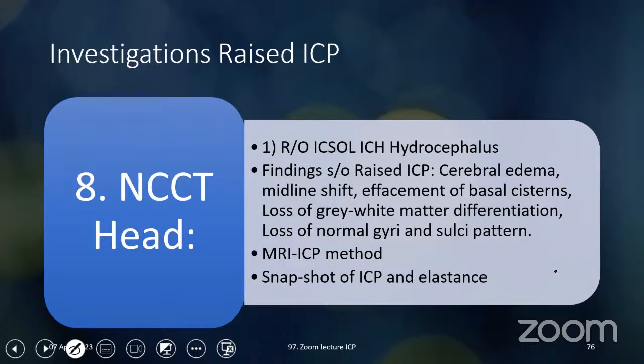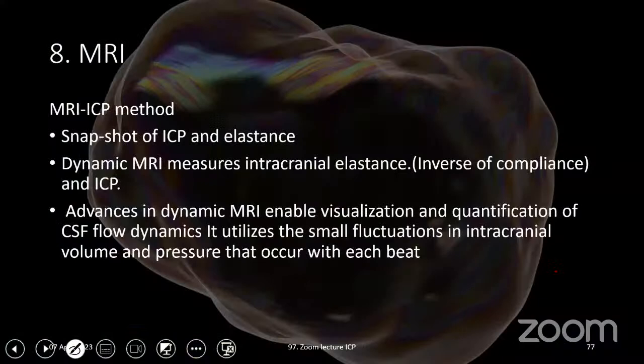Now I'll discuss the MRI ICP method, a snapshot of ICP and elastance. The MRI ICP method is the dynamic MRI, and cardiac gated MRIs have come now. Dynamic MRI measures intracranial elastance, that is the inverse of compliance, and how much movement in the craniospinal direction the neuroaxis moves.